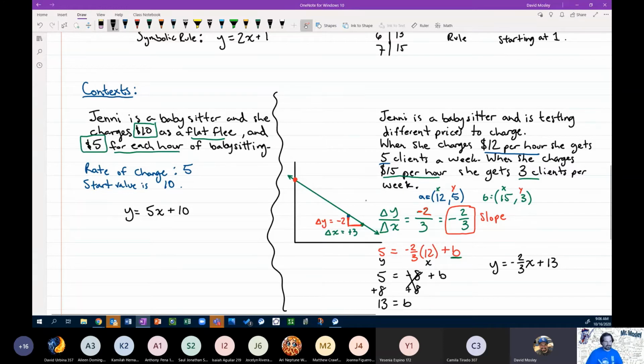An easier way to do that is to reverse the operation and add 8 to this side, but if I do it to this side, I have to add it to the left-hand side. When I add 8 to the left-hand side, I get 13. When I add 8 to the right-hand side, I'm left with just b because -8 plus 8 is 0. And so then we find out that this right here is 13. Okay. Does that answer your question, Jocelyn and Eileen?